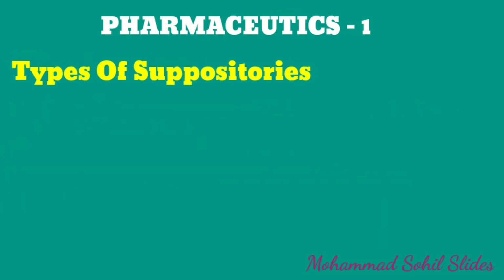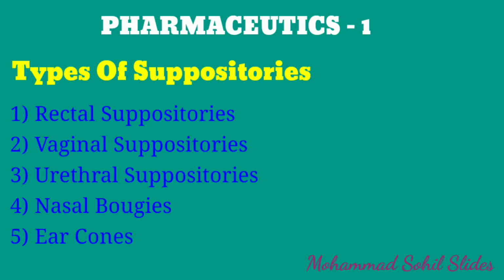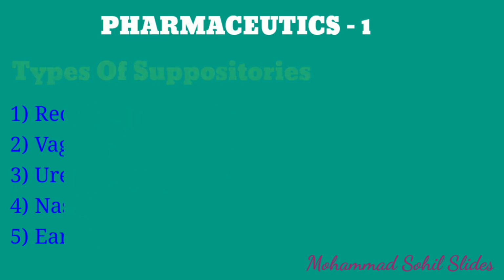Now what are the different types of suppositories? There are a total of 5 types of suppositories. First, rectal suppositories; second, vaginal suppositories; third, urethral suppositories; fourth, nasal bougies; and fifth, ear cones. Let's discuss them one by one.